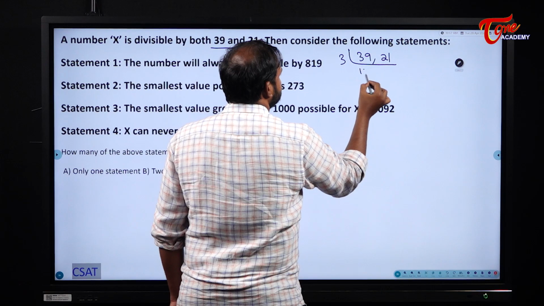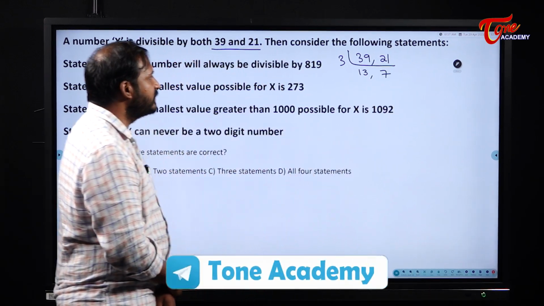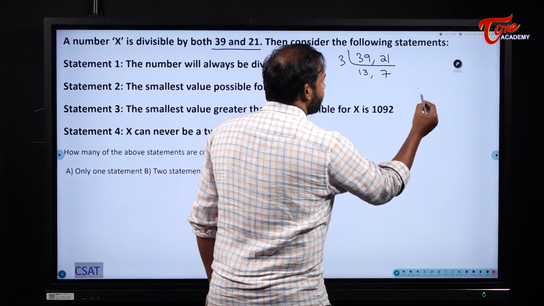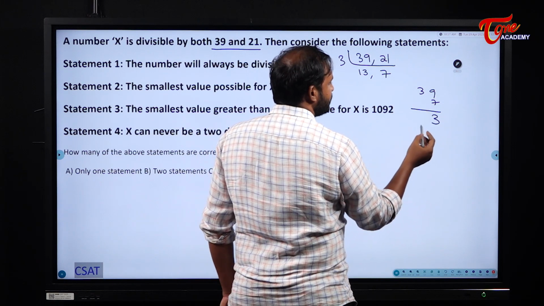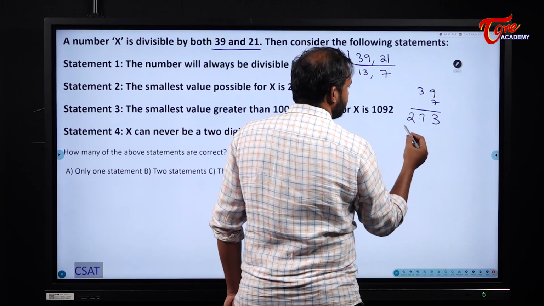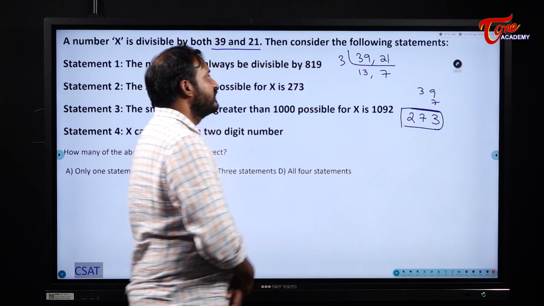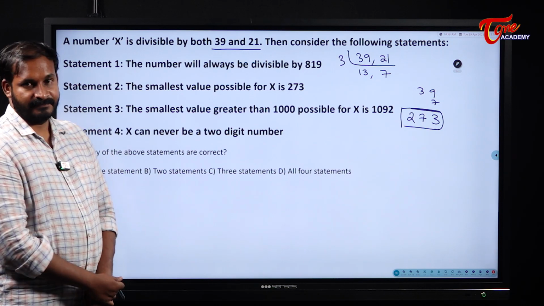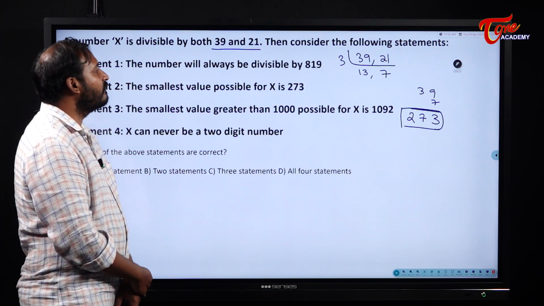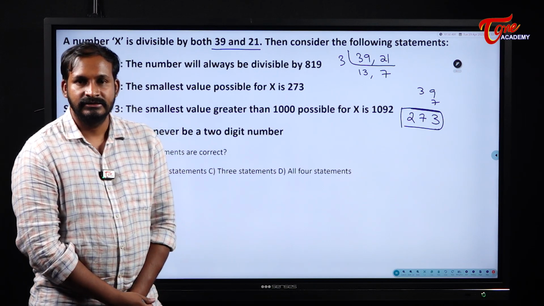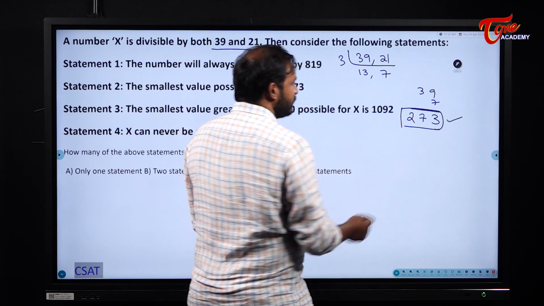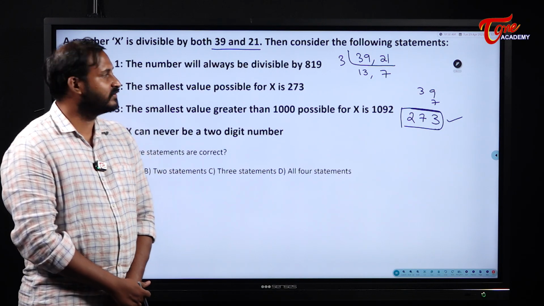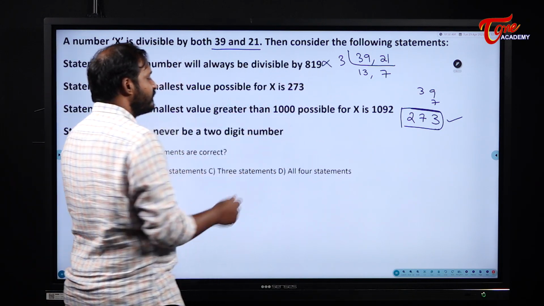3 13s are 39, 3 7s are 21. So definitely the number will be a multiple of 13 3s, 39 7s, 273. That means the first number which is divisible by both 39 and 21 together is 273. Now, the number will always be divisible by 819. Is it correct? Why? Because the smallest number is 273. Is 273 divisible by 819? No, it is not divisible. So, statement 1 is false for us here.